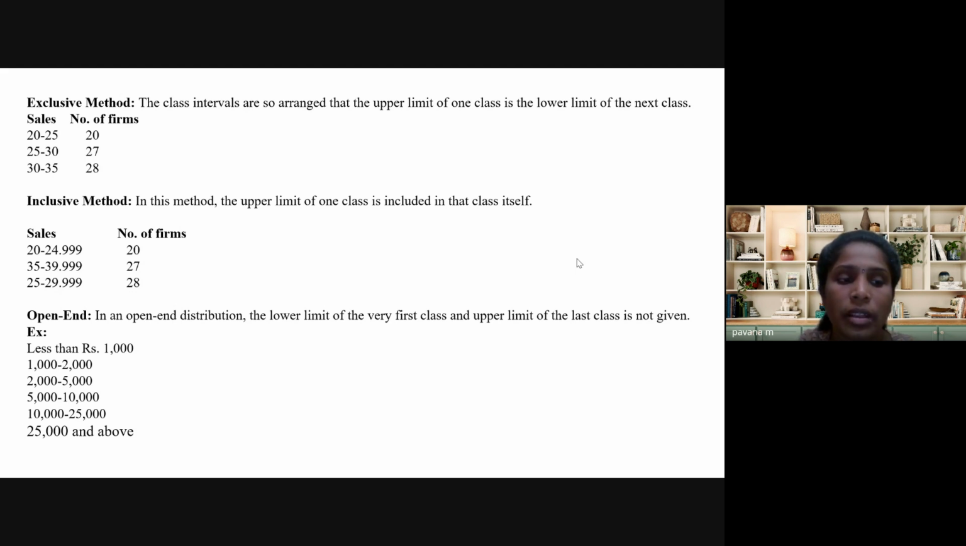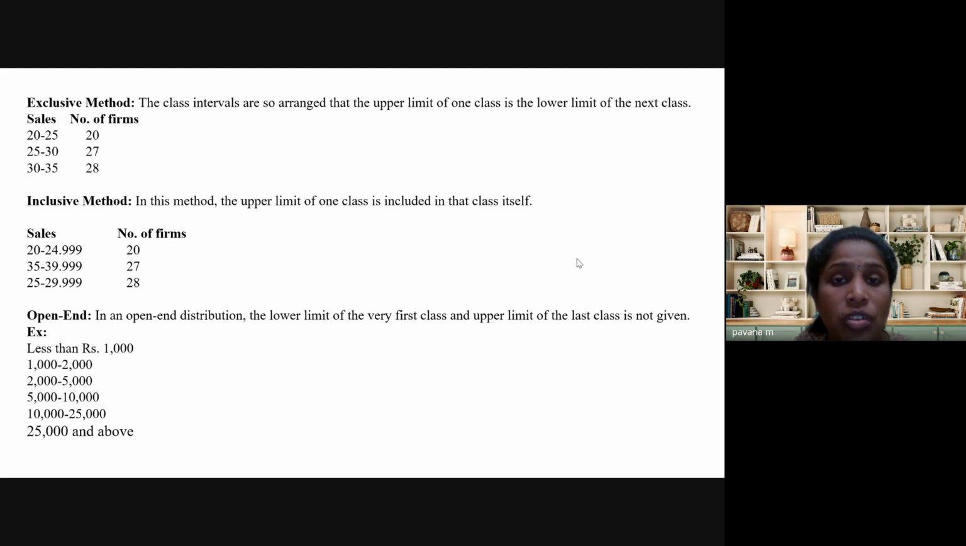Then the next method is open end. In open end, the lower limit of the distribution and the higher class of the distribution are not specifically mentioned. Just see the example: less than 10,000.